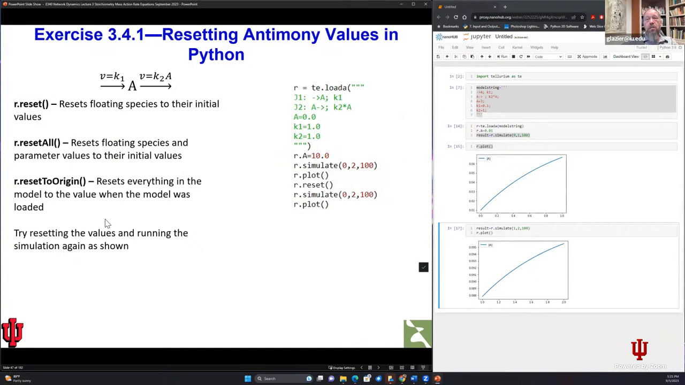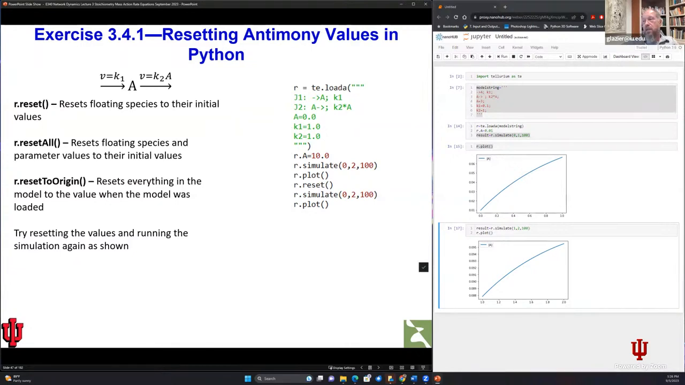Why wouldn't you want to just use loada all the time? Well, in this case, it doesn't matter. But loading a model is slow because you're running a parser. And if you have a very long, complicated model and you're doing this inside an optimization loop where it's being run millions of times, loading the model a million times slows things down a lot, whereas reset is very fast. So basically it's an optimization issue why you don't want to do load rather than reset.